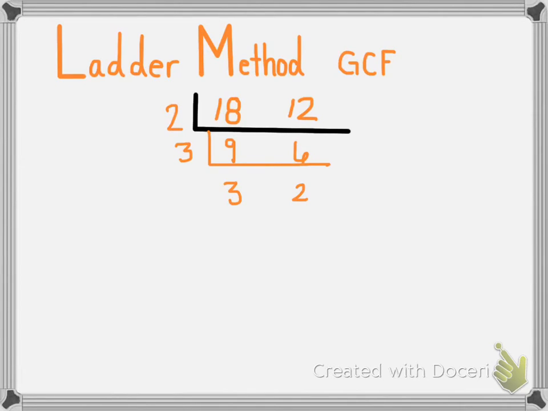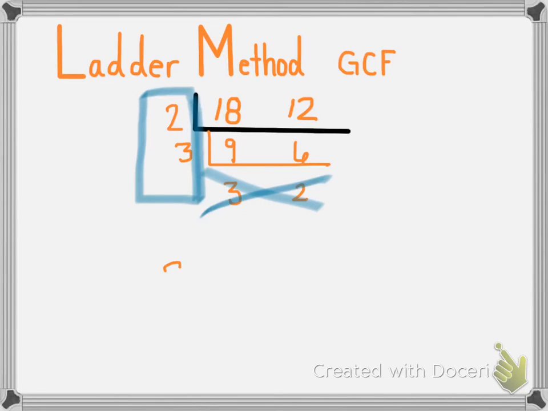When I'm looking to find the GCF, I'm only going to multiply the numbers that are on top of each other. I'm not going to worry about the numbers on the side like I did for LCM. So 2 times 3 equals 6, which means the GCF of 18 and 12 equals 6.